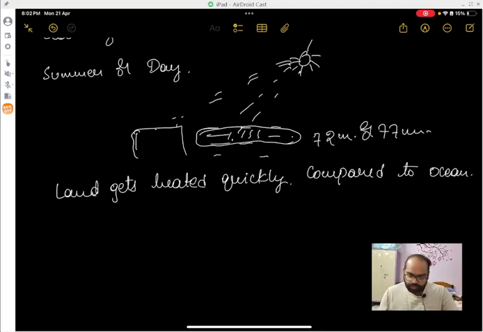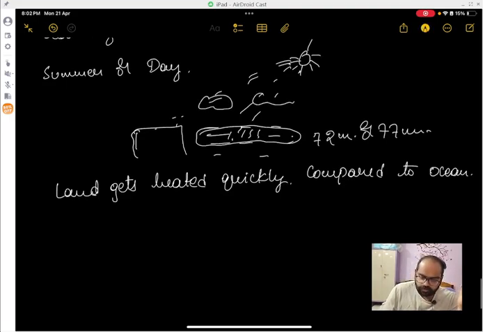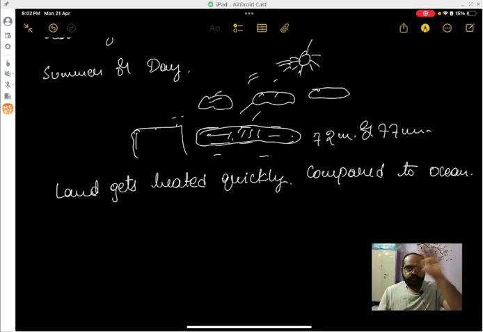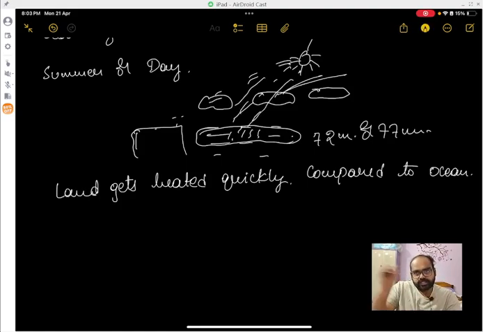Moreover, above the oceans we can see the formation of clouds because of the rise of water vapor and condensation. So it is harder for the sun's rays to reach the oceanic part, because the clouds reflect the sun's rays. Because of these two reasons, the continental part gets heated up quickly in the daytime or in summer, and the oceanic part gets heated up very slowly. So what happens?